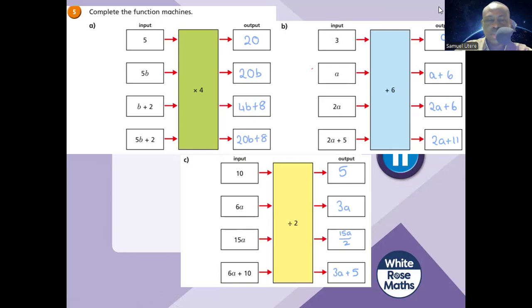So the last one for C, you can see we're dividing by 2. And remember the way we write, for example, this one, 15a divided by 2, we write 15a, we put a line, and then we put 2. So this is written as 15a over 2, or 15a divided by 2. And then this one we're dividing by 2, so we divide each of the terms of this expression.